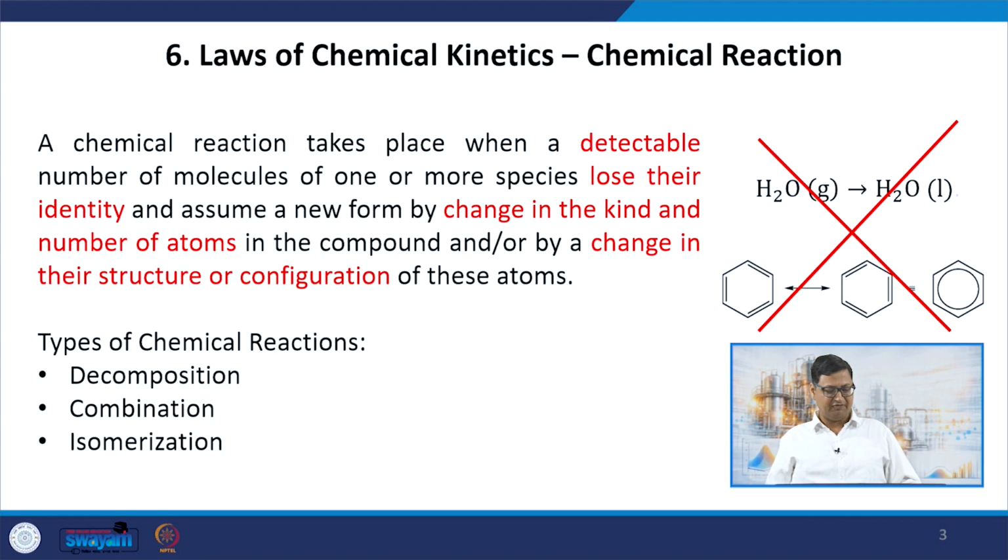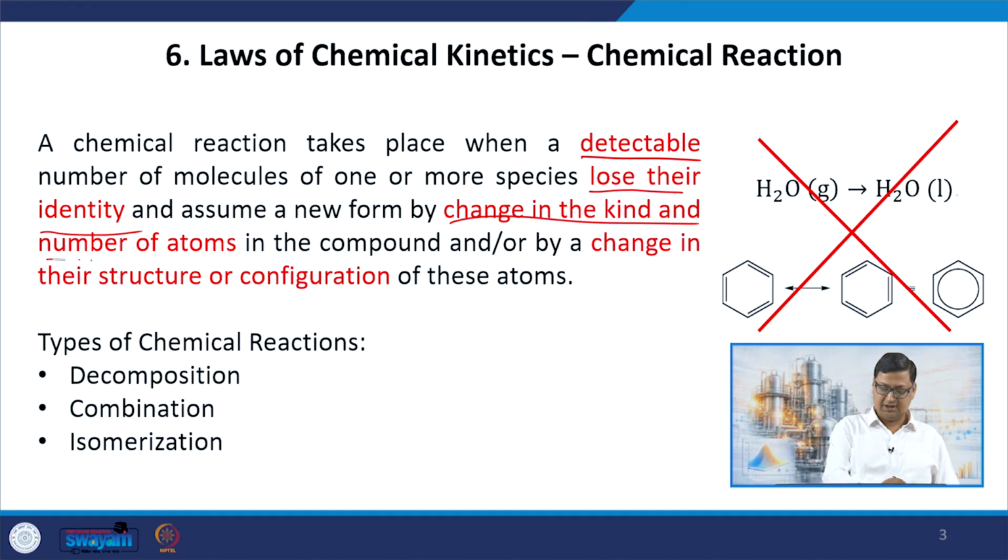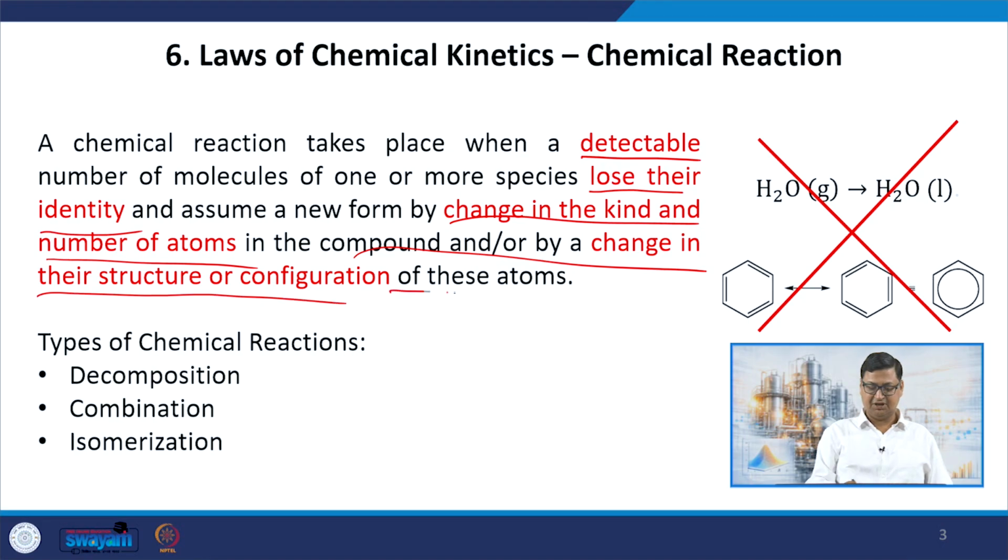We will formally define the chemical reaction as something that takes place when a detectable, and that word is very important, detectable number of molecules of one or more species lose their identity, and I mean a chemical identity, and assume a new form by change in the kind and number of atoms in the compound, and/or by a change in the structure or configuration of these atoms.